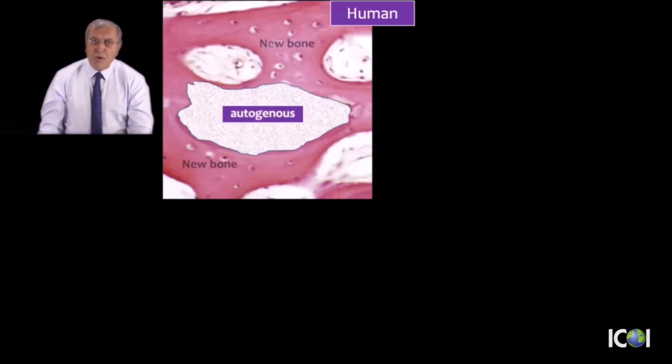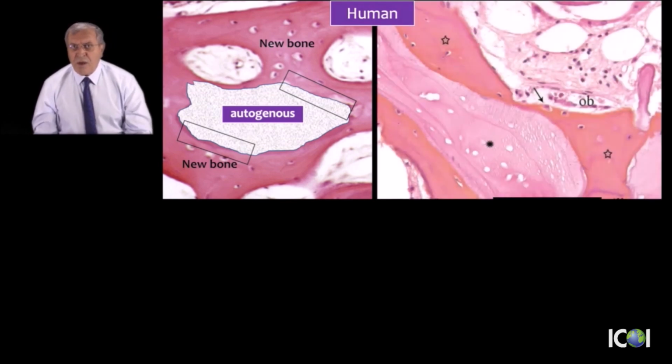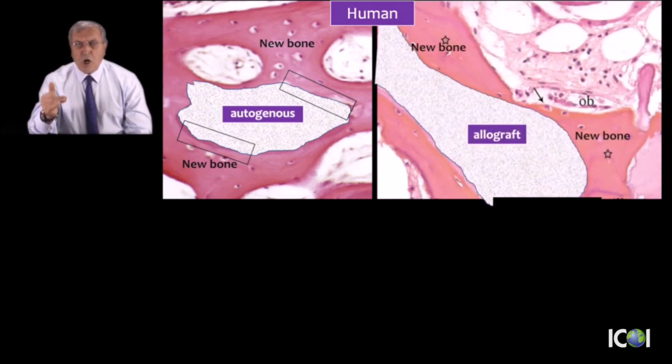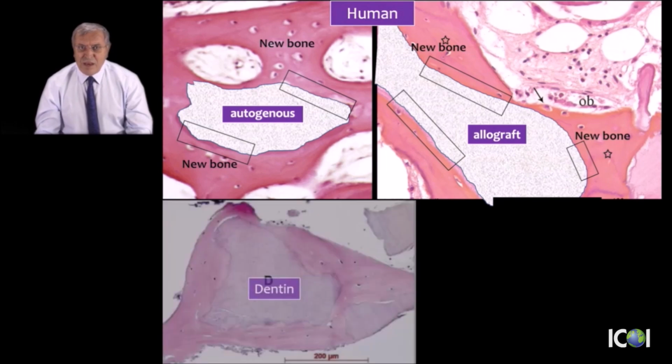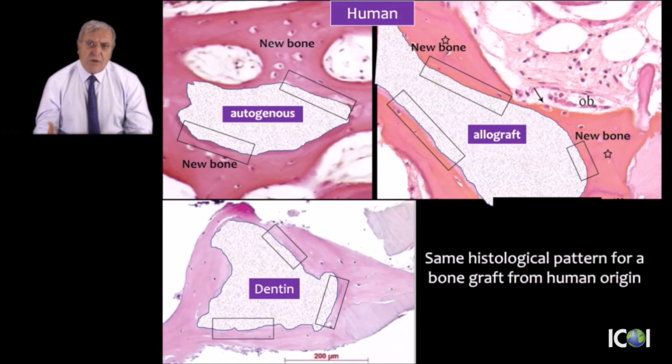With human bone, autogenous, we have the same. With allograft, we have the same. Bone is growing on the granule. Dentin, again the same. Bone is growing on the surface of the biomaterial. Then we have the same pattern.